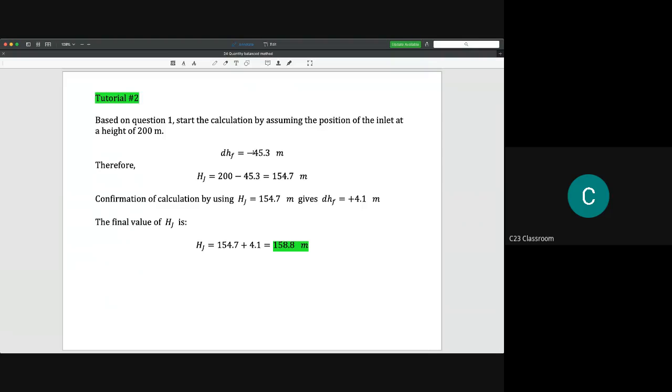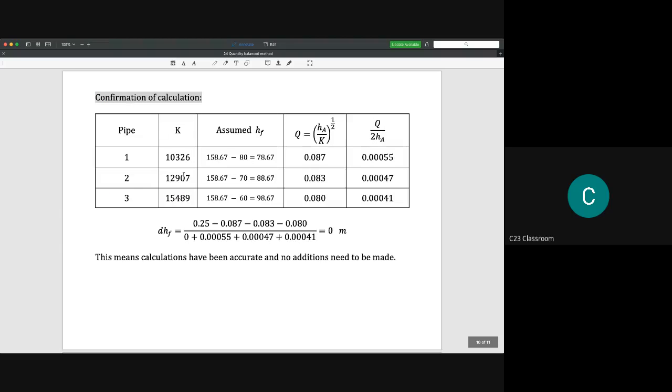Because the sign here is minus, what we need to do is subtract from the first assumed value. So 200 minus 45.3, we get 154.7 meters. This is not the final answer, because we are predicting the flow rate. So what you need to do is the confirmation of calculation, and this calculation is actually in this table.